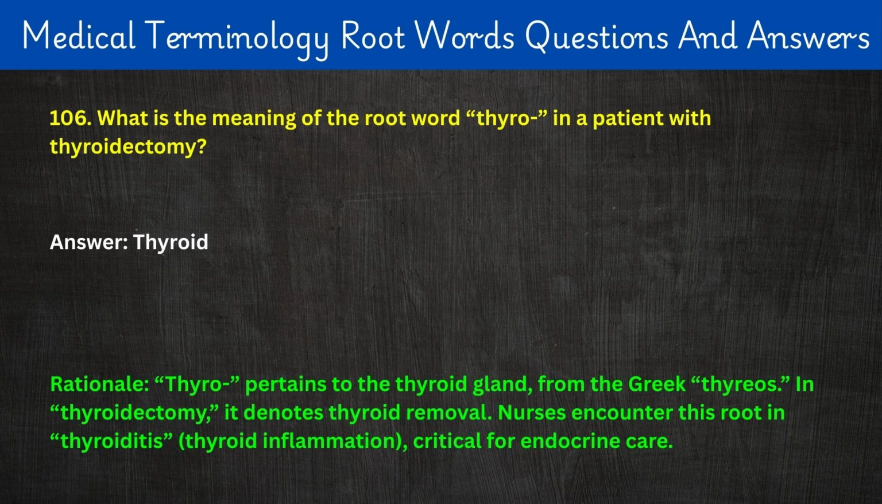106. What is the meaning of the root word thyro- in a patient with thyroidectomy? Answer: thyroid. Rationale: Thyro- pertains to the thyroid gland, from the Greek thyreos. In thyroidectomy, it denotes thyroid removal. Nurses encounter this root in thyroiditis, thyroid inflammation, critical for endocrine care.